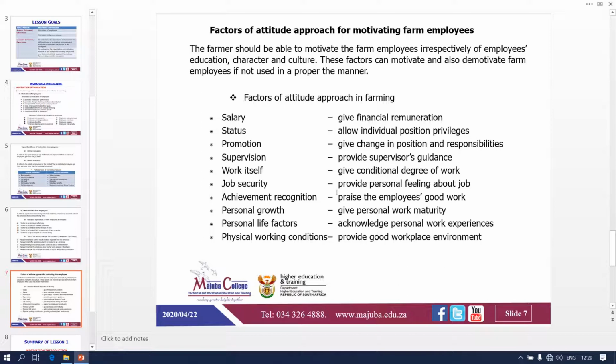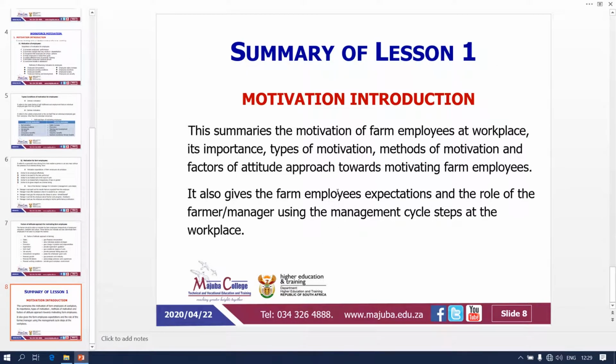Okay, let's move on. Let's go to the summary of the lesson. We're saying motivation introduction. This summarizes the motivation of farm employees at the workplace, its importance, because we said it's important to do motivation, the types of motivation, intrinsicity and extrinsicity, the methods of motivation, how are you motivating them, in which way, and now the factors, right? These factors are coming from those methods that you are coming with, right? How are you applying them, right?